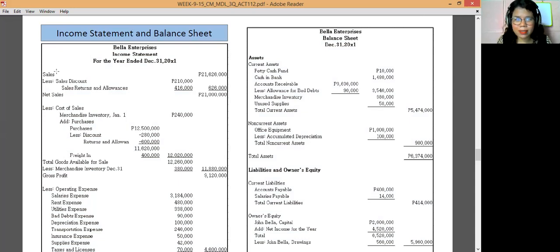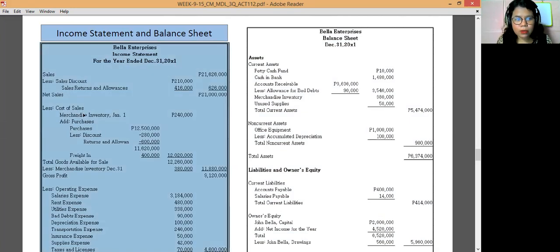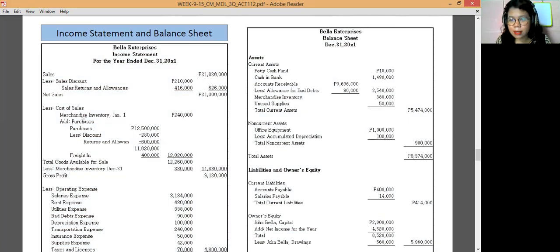Because in a service business, there is only service income, then go. But with merchandise inventory, no. You still need to include the discounts availed by your customers, and at the same time our purchases, right? Our cost of sales. We less the cost of sales of merchandise inventory for 240,000 and the purchase discount, and returns and allowances. So, that's it.